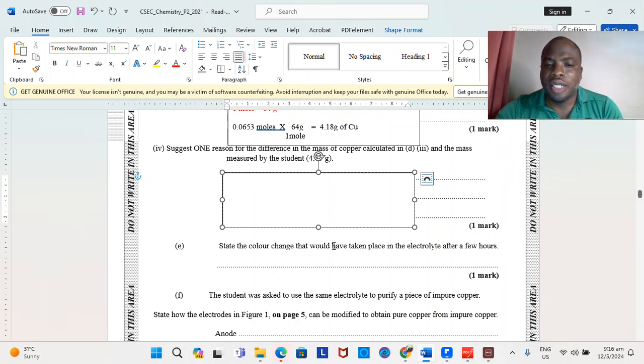State the color change that would have taken place in the electrolyte after a few hours. Now, we know that the solution is blue, and while copper is being deposited from the electrolyte onto the cathode, it's removing the amount of copper, and copper is one of those ions that gives the solution its blue appearance. So since copper is being removed, the solution will get a pale blue appearance.